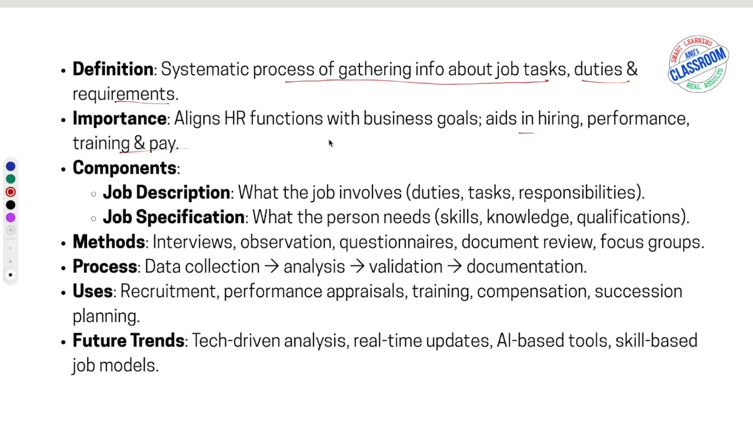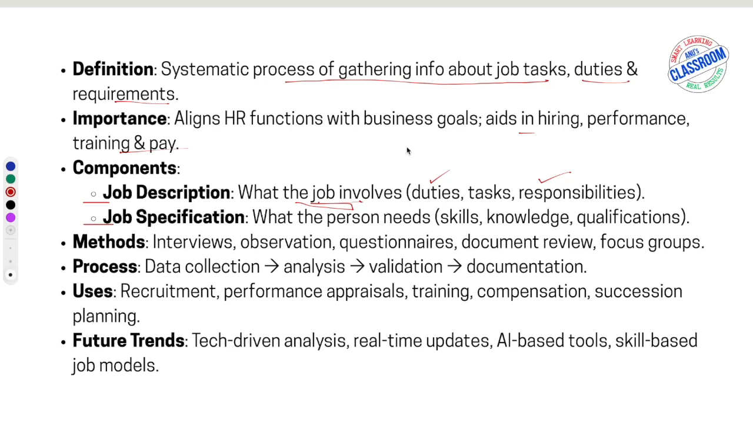So let us break down job analysis into two major components. The first is job description, and the next one is job specification. So, what is job description? Job description tells you what this job is all about, what the job involves, like the duties that need to be performed as part of the role, what your responsibilities are, what the reporting relationships are, or even sometimes the working conditions. These are all part of a job description.